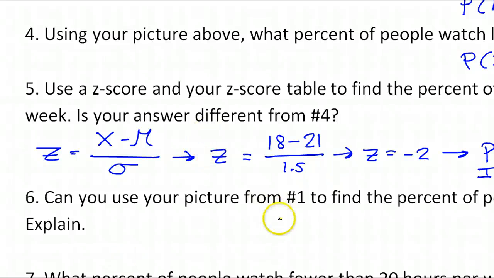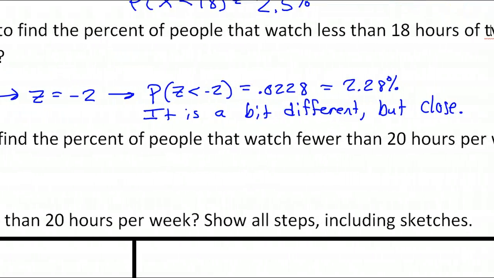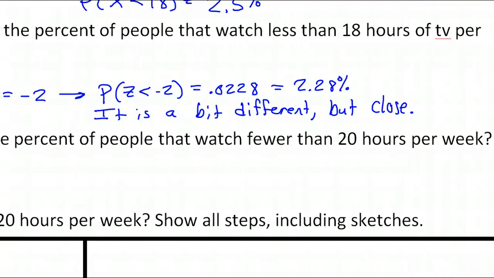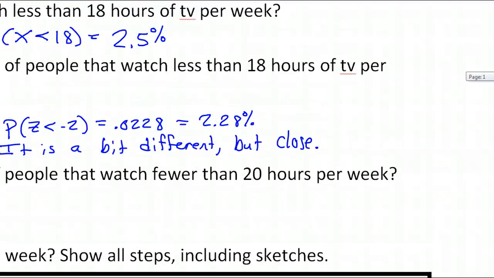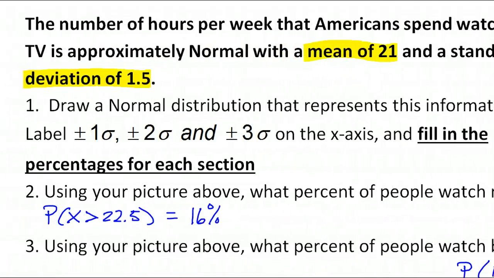Can you use your picture from number 1 to find the percent of people that watch fewer than 20 hours per week? Let's see. No, we cannot, because 20 is not one of the values that's exactly 1, 2, or 3 standard deviations away. It's a little bit off. So that's where this picture fails us.